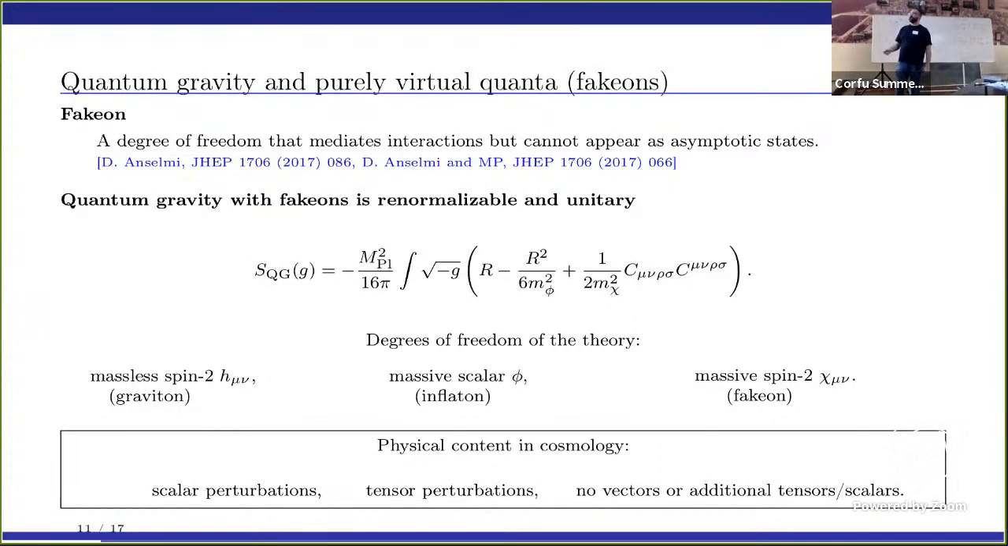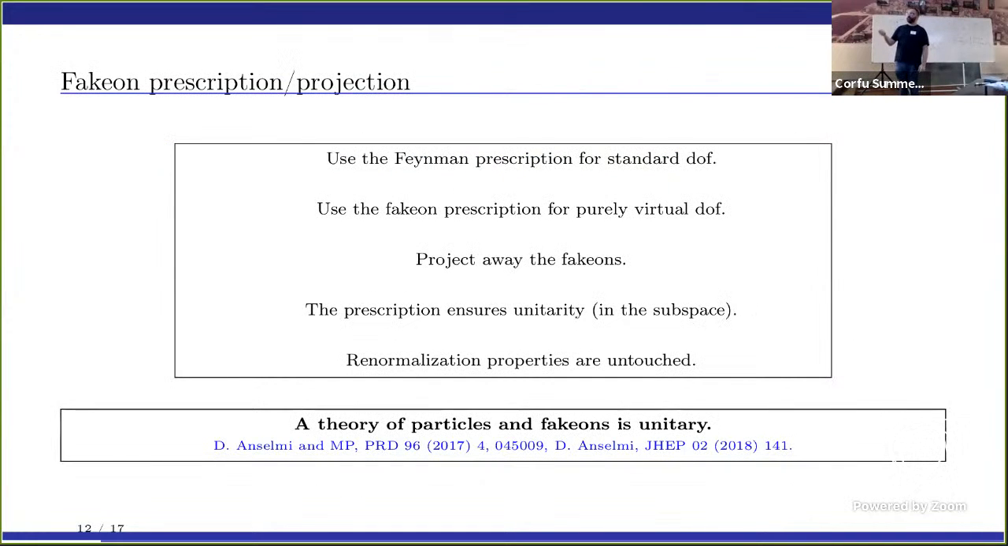This projection is the reason why, also in this theory with this prescription, the physical content in cosmology is given just by scalar and tensor perturbations, as in single field inflation. So to summarize, this is what I said.